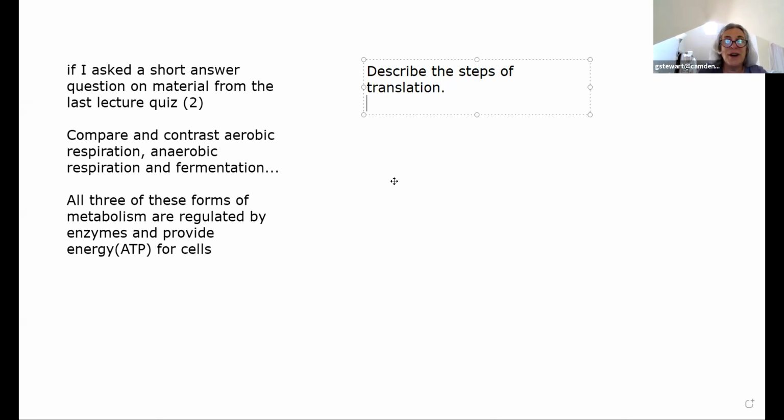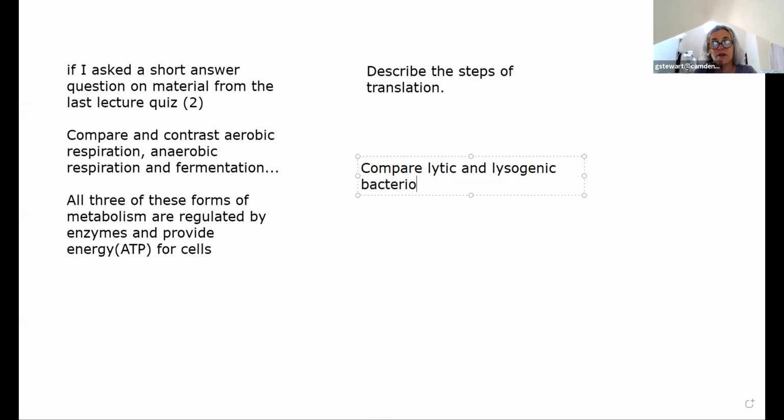I'm trying to think of one from the viruses. From the virus chapter, I probably would have asked, not compare and contrast, but just maybe compare a lytic and lysogenic bacteriophage. So I would expect you to be able to tell me about the lytic cycle and the lysogenic cycle very quickly and simply, again, hitting the high points.